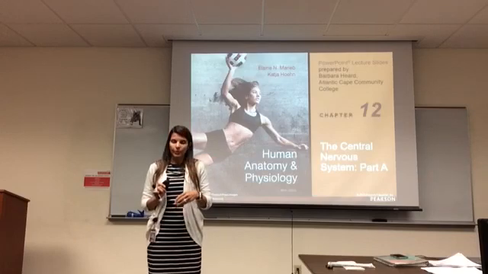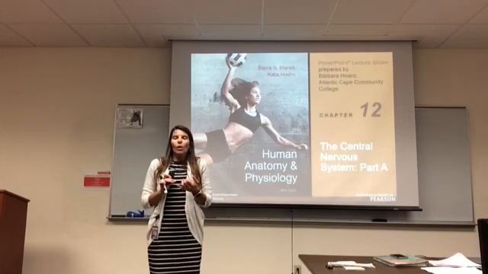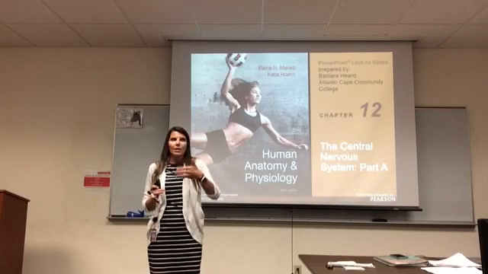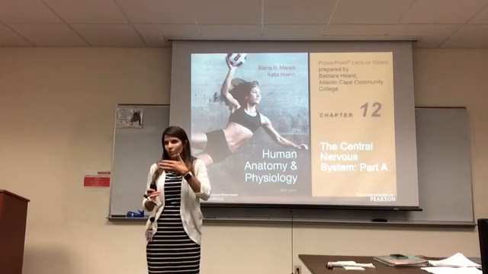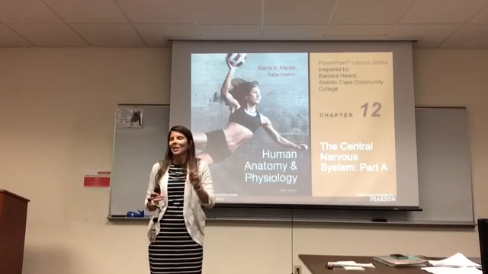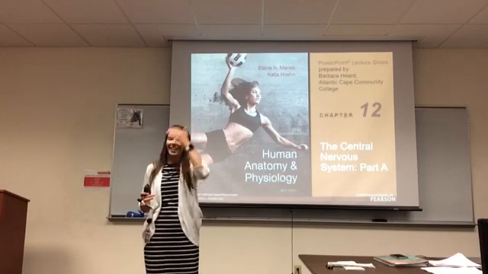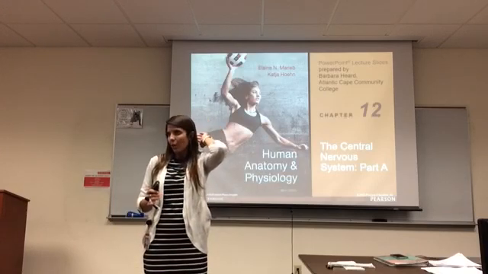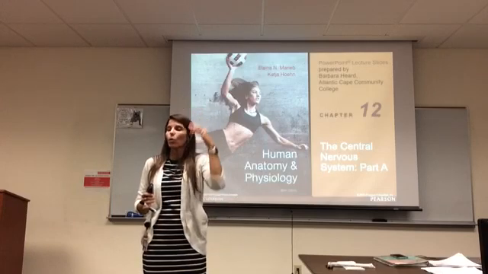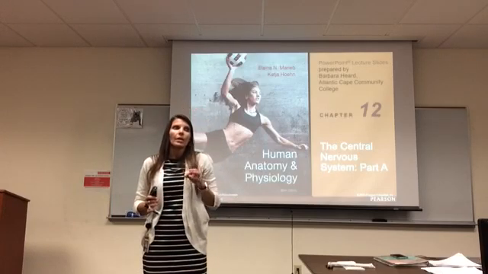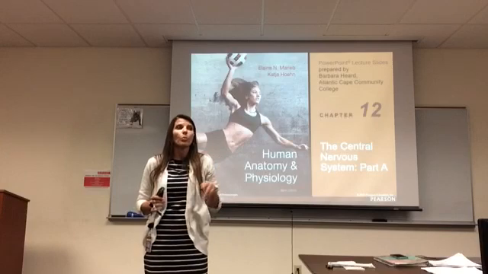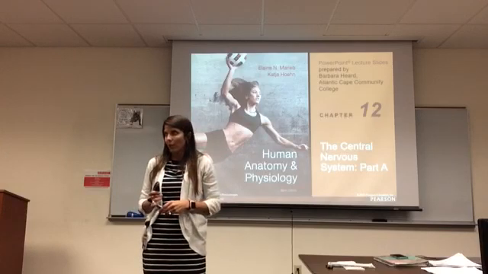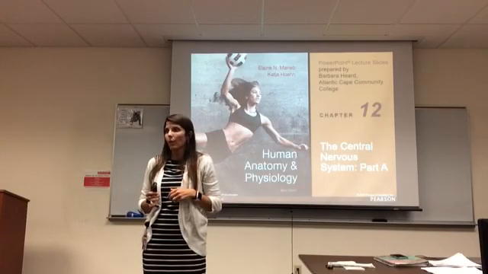Things to keep in mind. Sensory is always going to be anterior ventral. Motor is always going to be anterior ventral. Sensory is always going to be posterior or dorsal. Okay? You're going to see that in the spinal cord and in the brain. Sensory is going to be blue. Motor is going to be red. You're going to see those patterns as well.